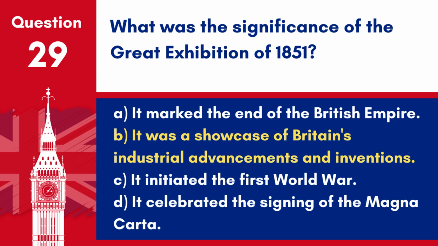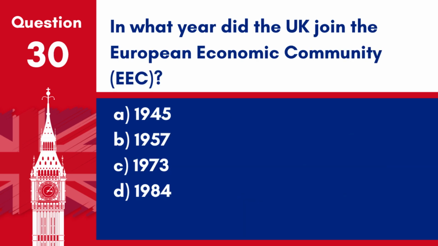Answer: B. It was a showcase of Britain's industrial advancements and inventions. The Great Exhibition of 1851, held in the Crystal Palace in London, displayed the wonders of industry and technology from around the world and symbolized the height of the Industrial Revolution. Question 30. In what year did the UK join the European Economic Community, EEC?